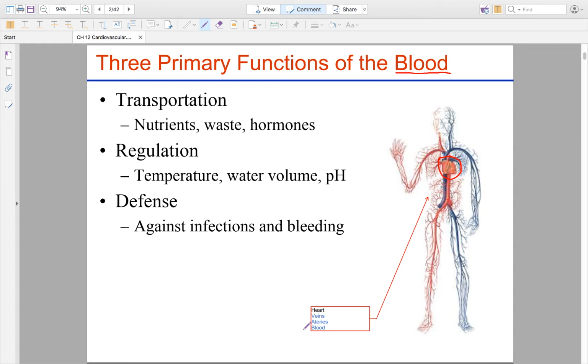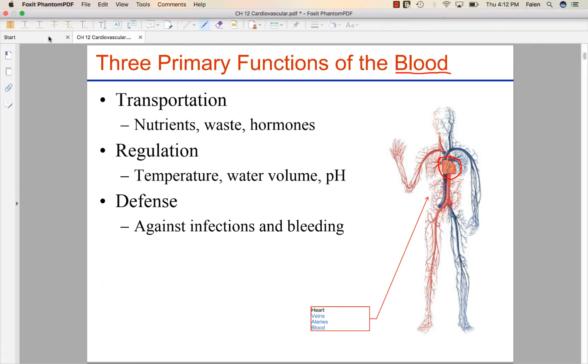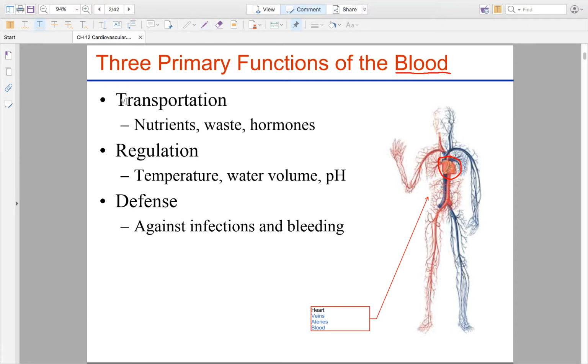As we learn the material in this chapter, we're going to work on one aspect of the system at a time. So the first thing we're going to talk about is blood. Blood has an incredibly important role. One of the major roles that it has is to transport nutrients and wastes and your hormones. Your hormones travel through your bloodstream.